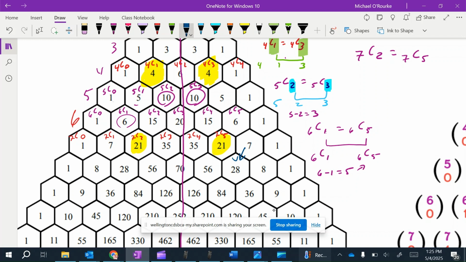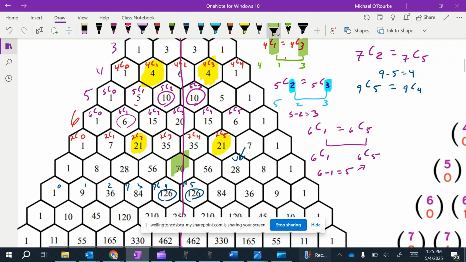So if I were to predict 9C5, what's equal to 9C5? 9 minus 5 equals 4. So 9C4. 7, 8, 9. So it's going to be 0, 1, 2, 3, 4, 5. So 9C4 is equal to 9C5, which makes sense.